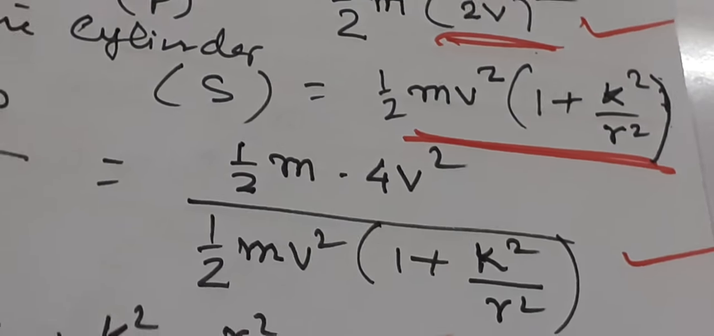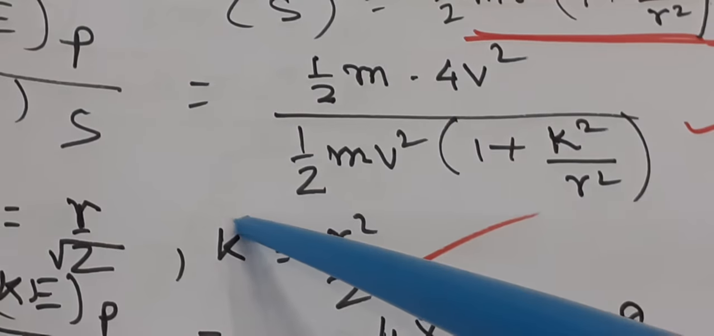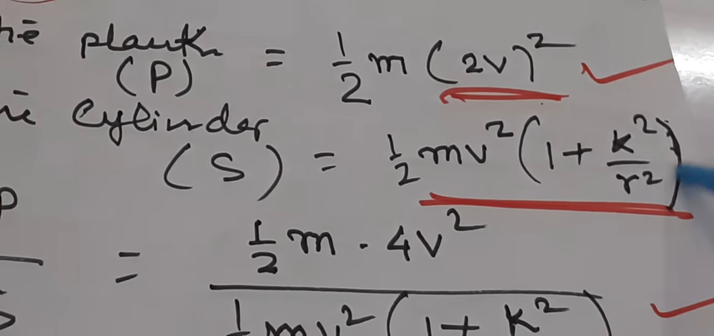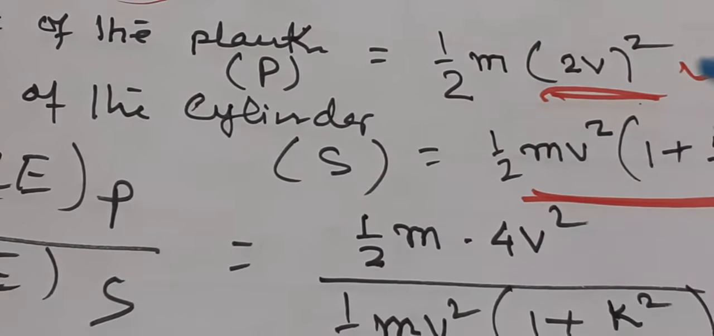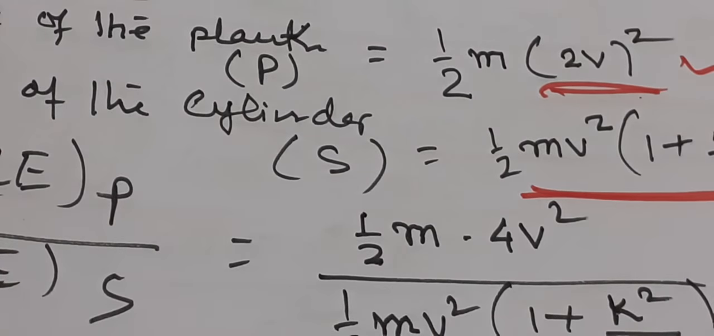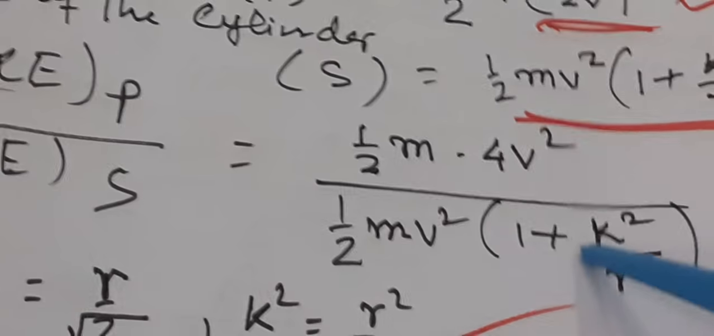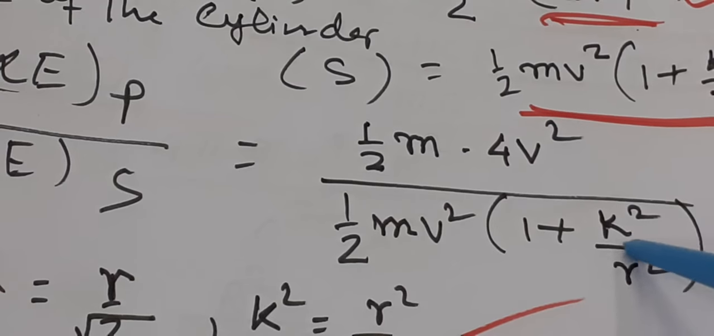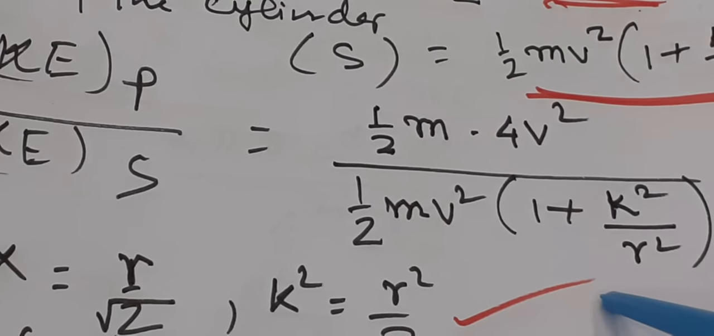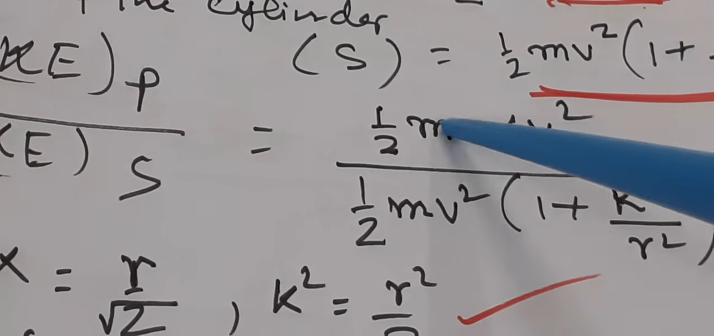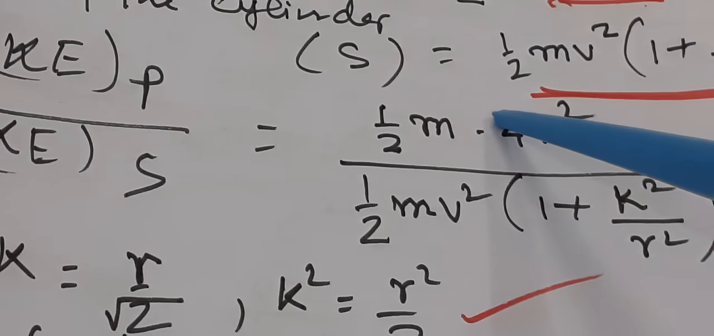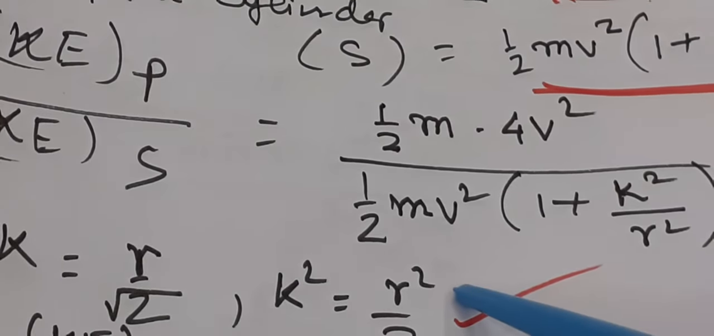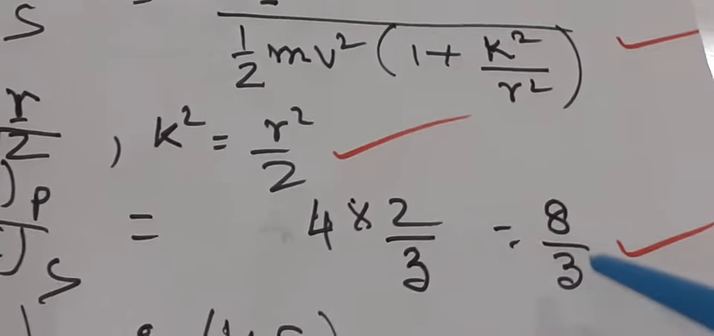Now from this relation, k square by r square means half, just put half here, we will get 3 by 2. Thereafter take the ratio. Now, for the plank, half m, 4 v square will be there, and for this one it will be half m v square within bracket 1 plus half, that is 3 by 2. Now simplify this: half m v square is gone, in the numerator 4 will be there, 3 by 2, 2 will go to the numerator, that means 8 by 3 will be there. This is a simple job, 8 is to 3 will be the ratio of energies.